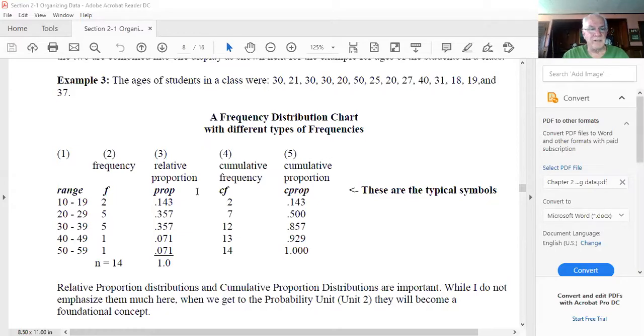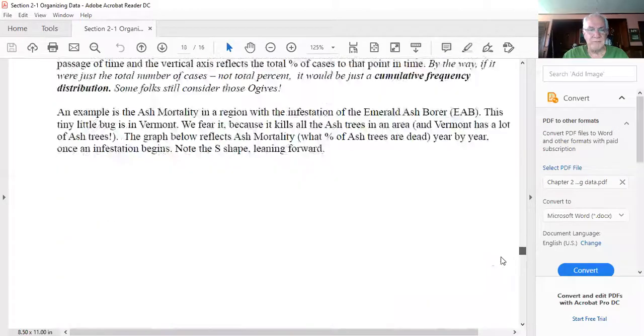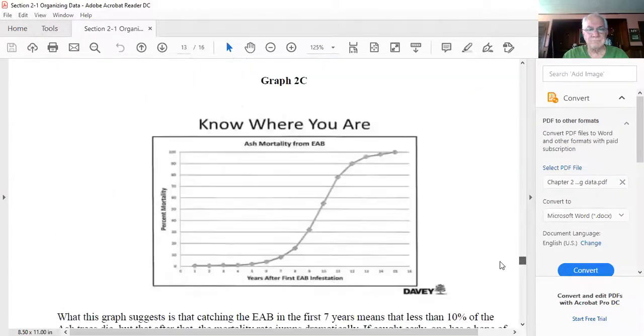By the way, these F prop, CF, and C prop are symbols that typically come up for talking about these kinds of distributions. I'm going to jump way ahead here to an example near the end of this to give you an example of a cumulative proportional distribution. This is a cumulative proportional distribution about the mortality of ash trees once we get an infestation of the emerald ash borer. I happen to know a bit about this.